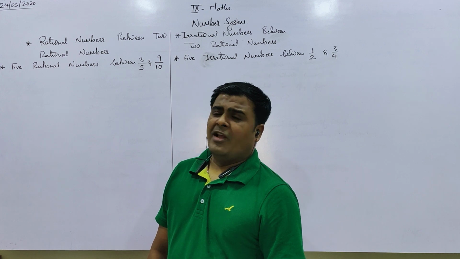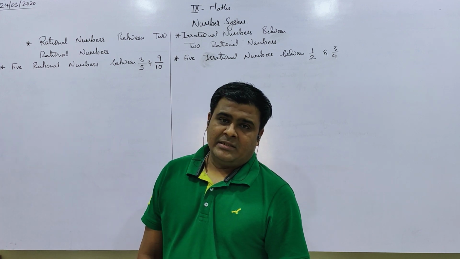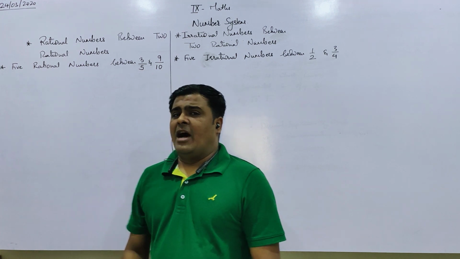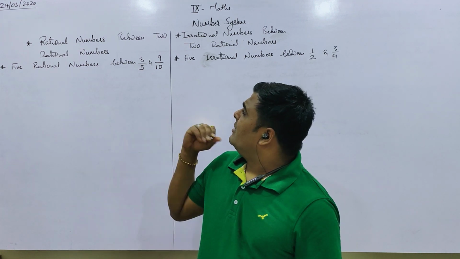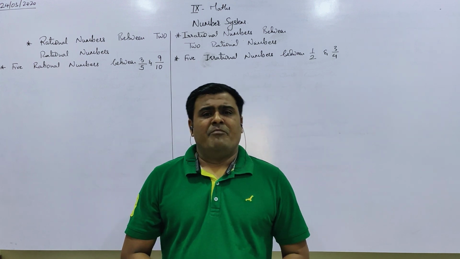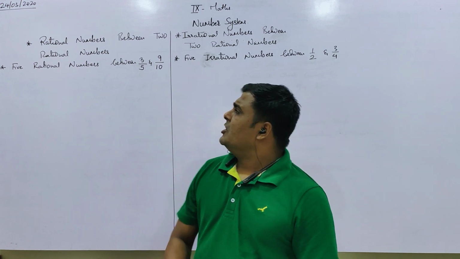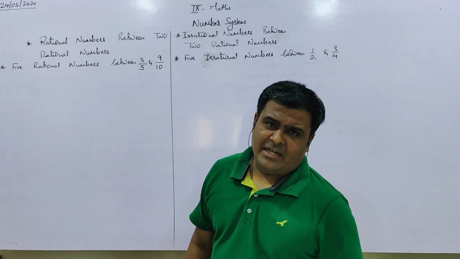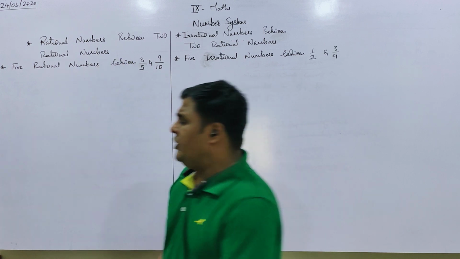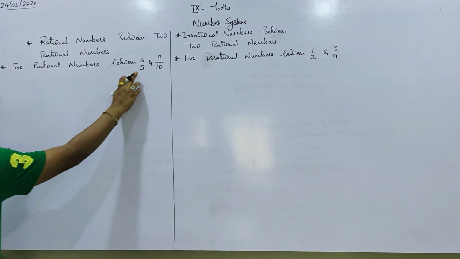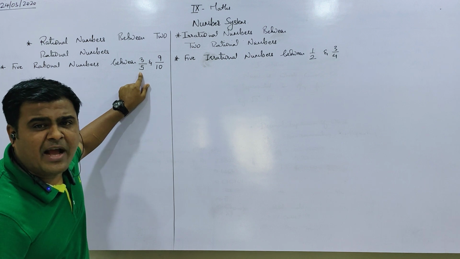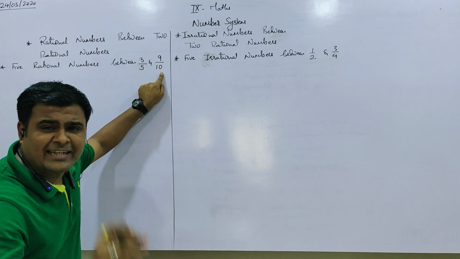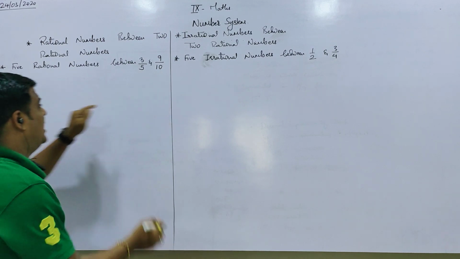Now let us take a few examples of how to find rational numbers between any two rational numbers. There are infinitely many rational numbers between any two rational numbers. So let us find 5 rational numbers between 3 by 5 and 9 by 10. For solving this, we can see the denominator of 3 by 5 is 5 and for 9 by 10 the denominator is 10. So let us make those denominators equal.